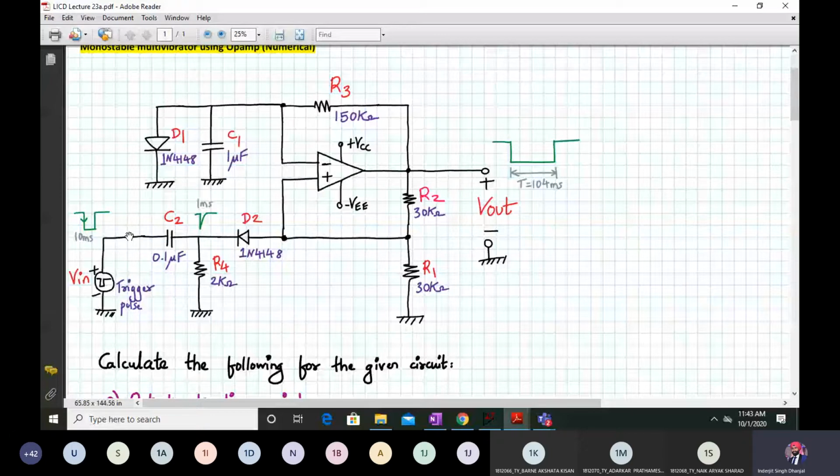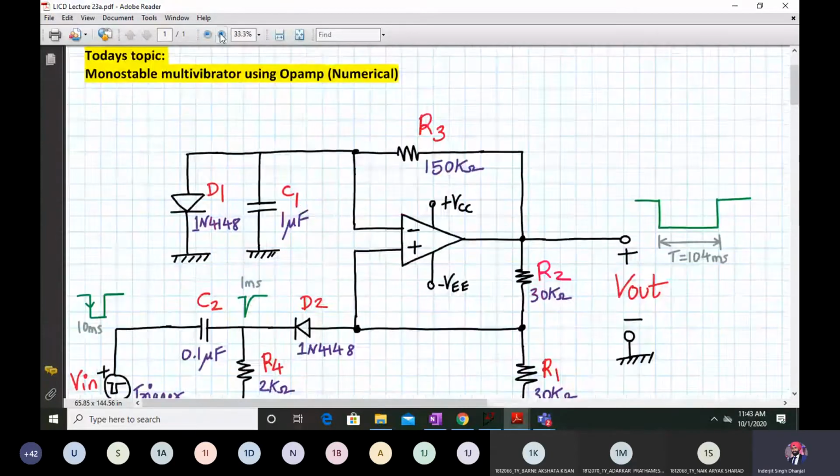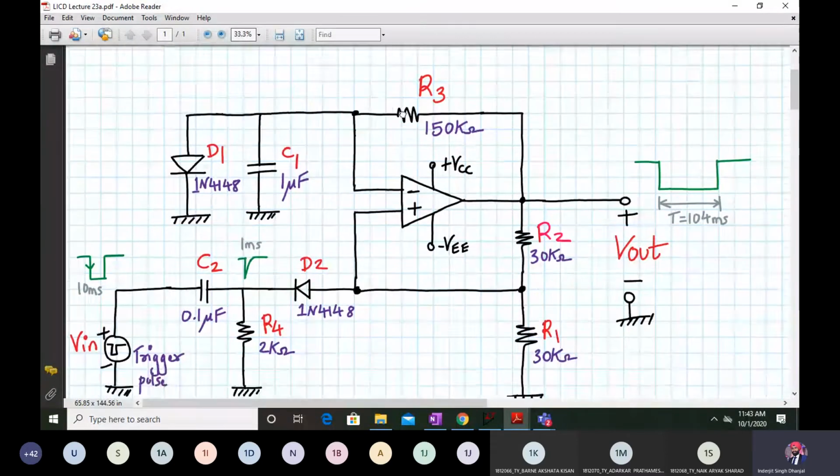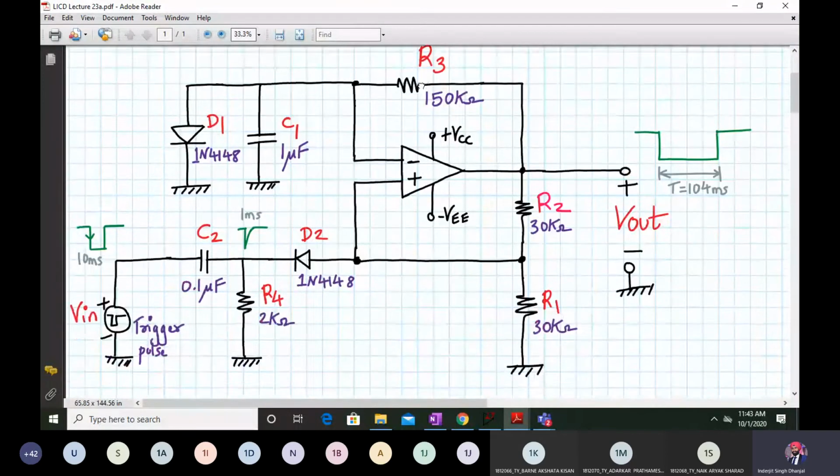but we have added the diode D1, D2, and the resistor R4 and capacitor C2, and we are applying a trigger pulse. This circuit is a modification of the astable multivibrator only. So if you have all understood the astable multivibrator, this also will be very simple.